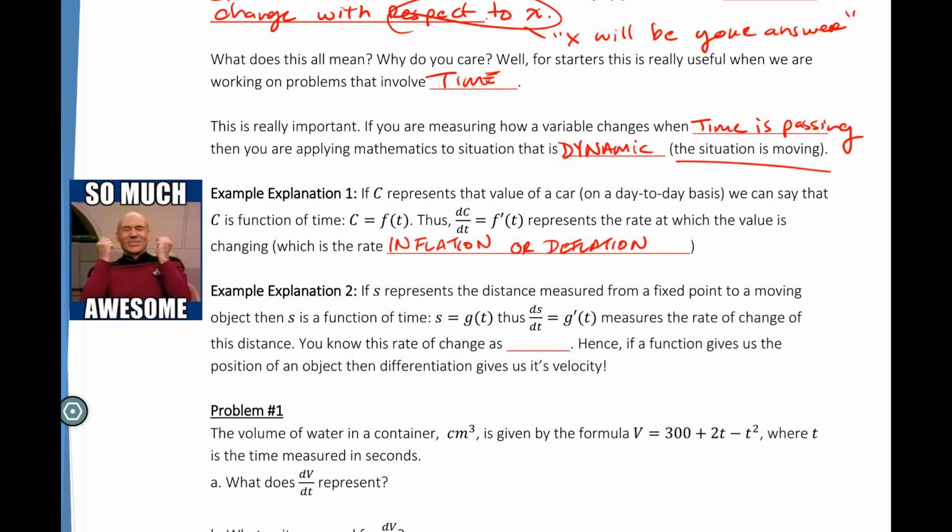Now, maybe this object is a goal, and a soccer ball is moving toward it. Well, the rate of change of that soccer ball obviously is just how fast is that ball moving toward the goal. And you know this rate of change as velocity. Hence, if a function gives us the position of an object, then differentiation gives us its velocity. Hooray for physics!